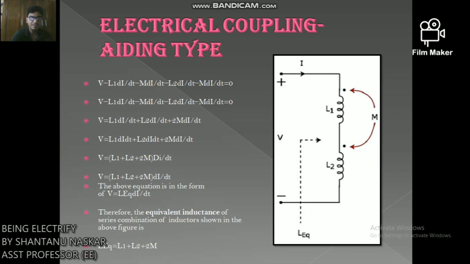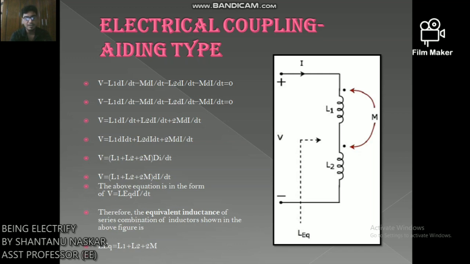This equation is in the form of V equals L equivalent di by dt. Therefore, the equivalent inductance of the series combination of inductors shown in this figure is L equivalent equals L1 plus L2 plus 2M. In this case, the equivalent inductance has been increased by 2M. Hence, the above electrical circuit is an example of electrical coupling which is of adding type.